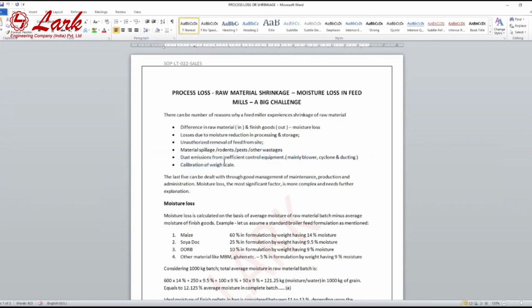तो जो लास्ट के 5 हैं, ये गुड मैनेजमेंट, प्रोडक्शन, मेंटेनेंस, एडमिनिस्ट्रेशन का पार्ट है, इस पर हम डिस्कस नहीं कर रहे। We will discuss mainly the difference in raw material in and out.